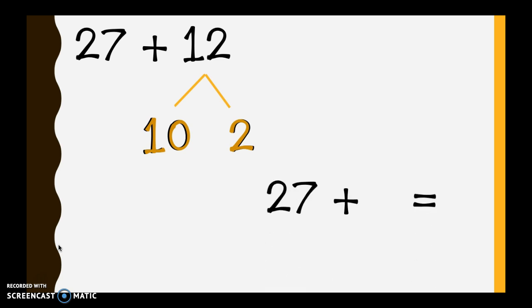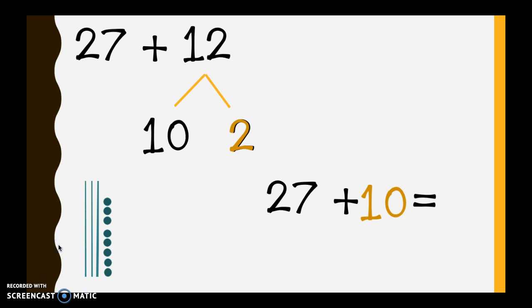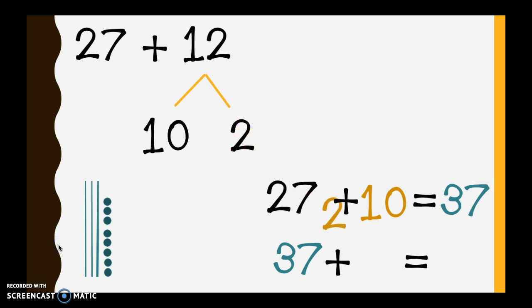I had 27 plus, I'm going to use the 10 from the 12. I drew a quick picture to help me, so I just have to draw on a 10, and now I can clearly see that it's 37. So far, so good, friend? Oh, good. Now I'm going to say 37 plus the other part of the 12, 2. I'm going to add those 2 to my picture, and that's going to equal 39 altogether.